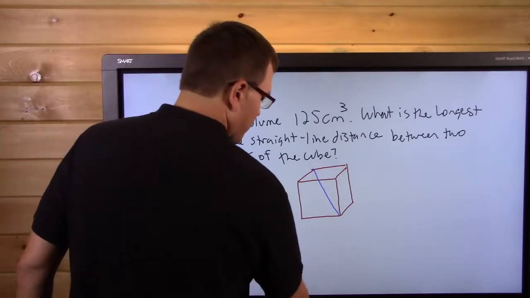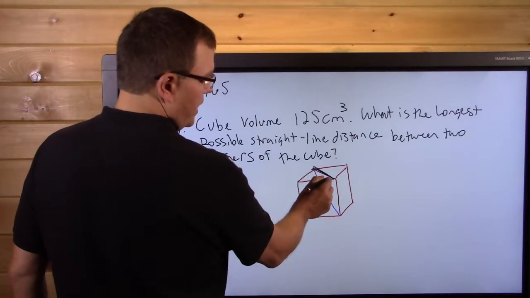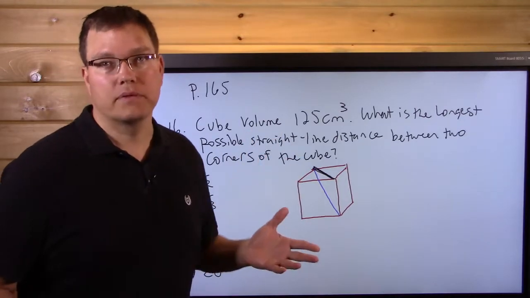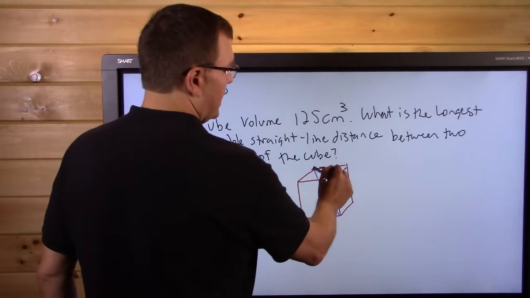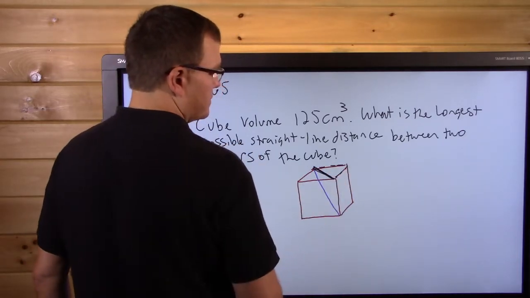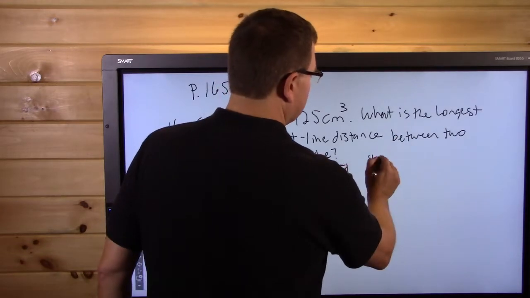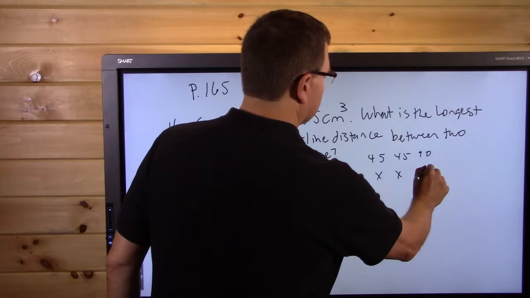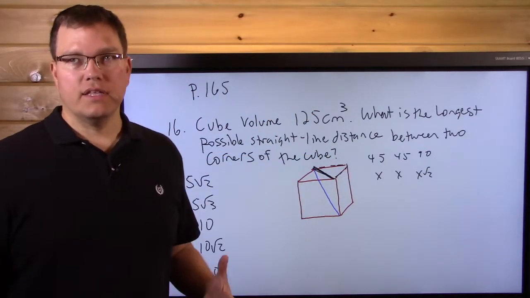So the first thing we're going to do is get ourselves over here. So we're going to get from the back left to the front right, but we're going to stay on the top. Well, that's going to be a hypotenuse. This is a side right here, and this is a side right here. So this is going to be a 45, 45, 90. And that's going to mean x, x, and x root 2. So we need to figure out the side of this cube.